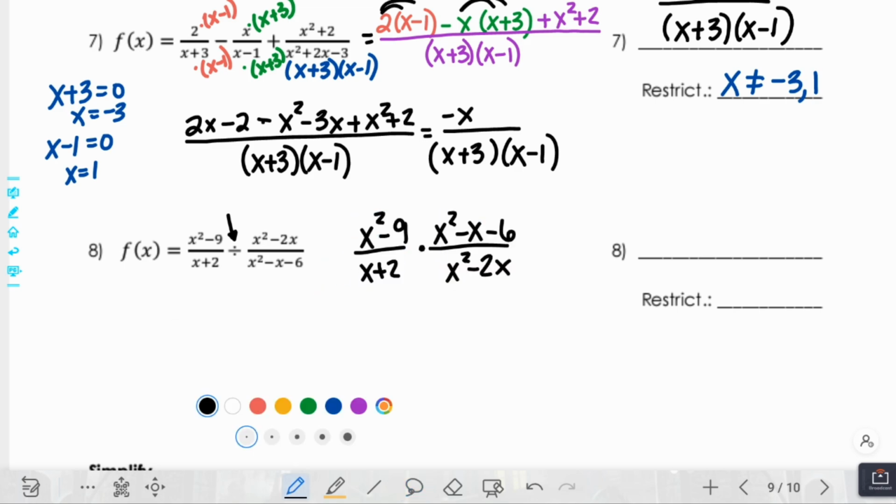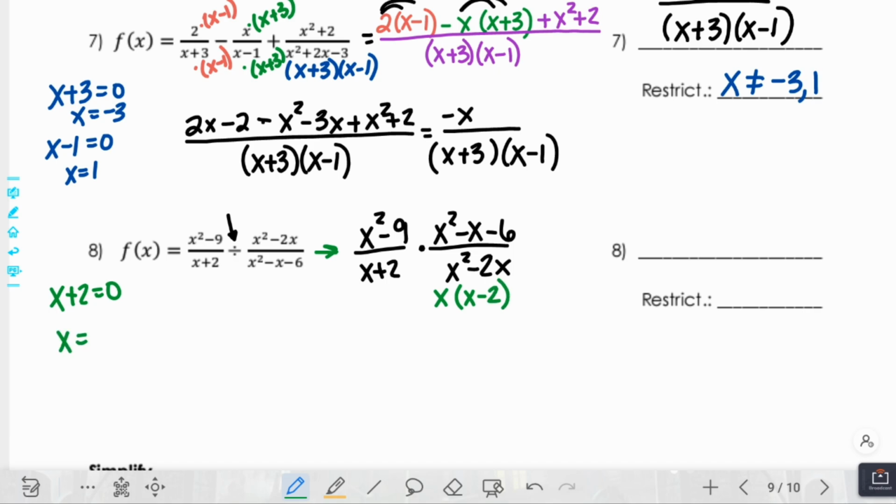So once you get that rewritten so that you're multiplying, now go ahead and look at what your denominators are. You have x plus 2 equals 0. Then you can factor out this part. You can take an x out, and then you have x minus 2. So that's going to be x equals 0 and x minus 2 equals 0. So when you solve those, you get x equals negative 2, x equals 0, and x equals positive 2. So your restrictions, x cannot equal negative 2, 0, or positive 2.